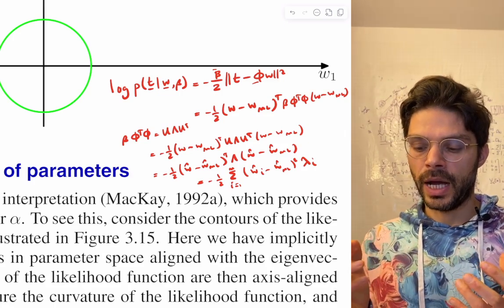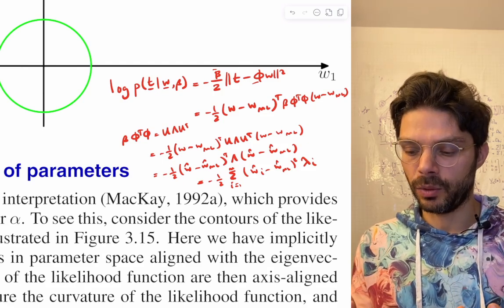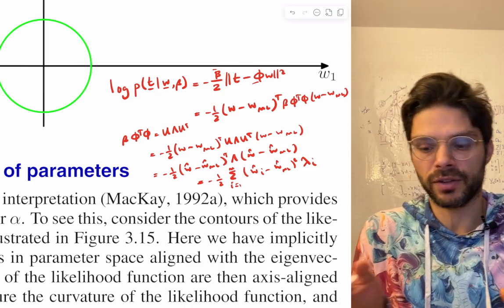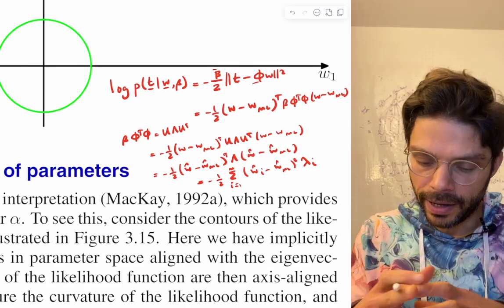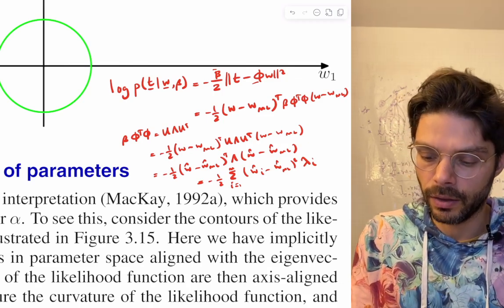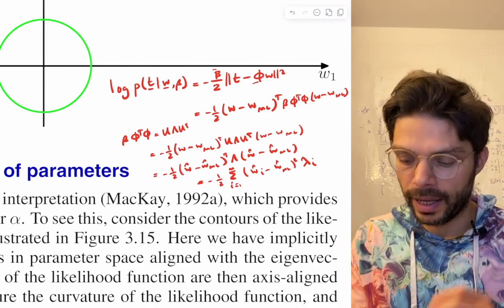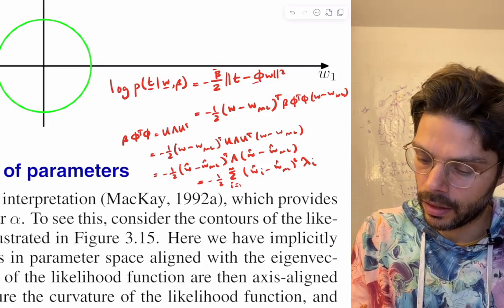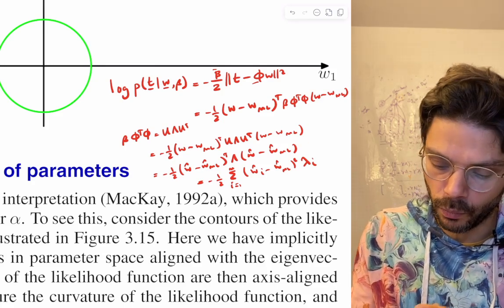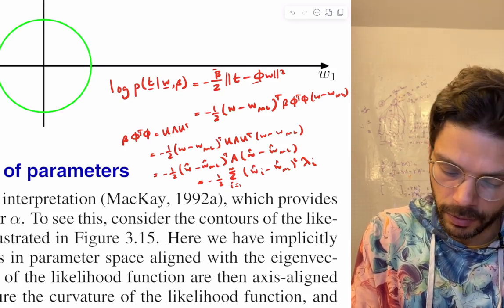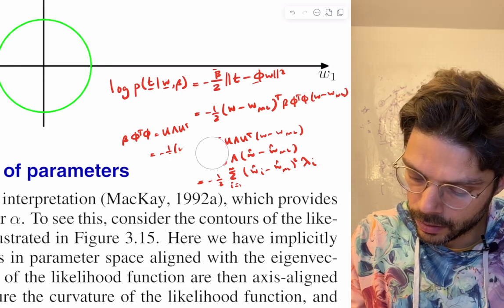Now what's going to come up next is, what happens when we bring in the prior? We don't have just the likelihood, we also have the prior. But our prior is spherical, so we can also switch coordinates, rotate everything by U, and it's no problem. Let me erase all of this stuff.